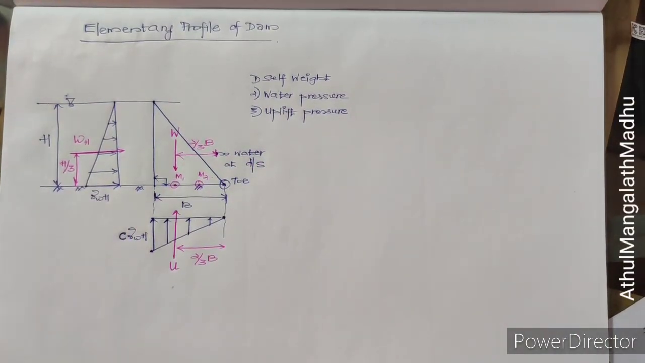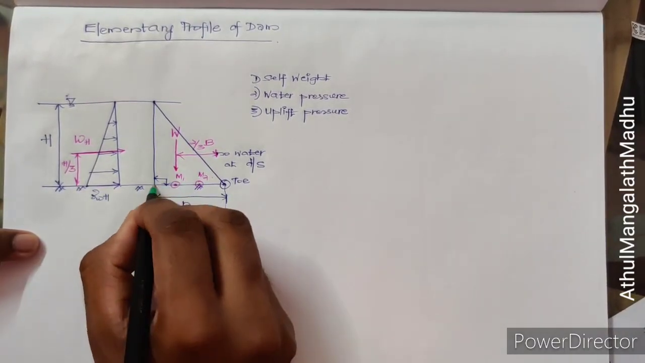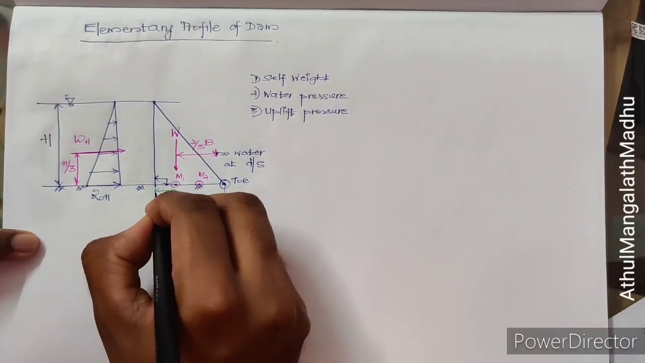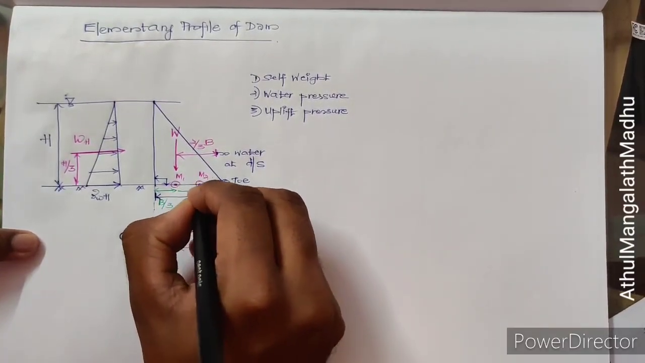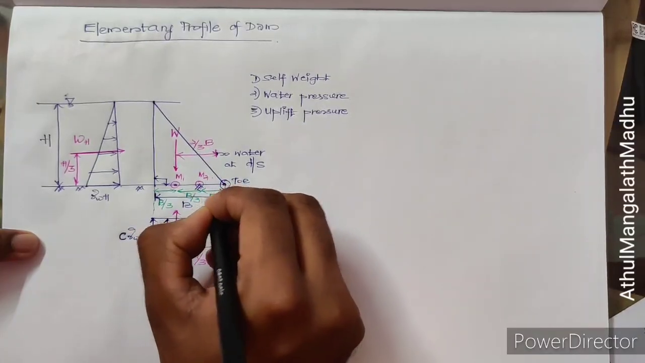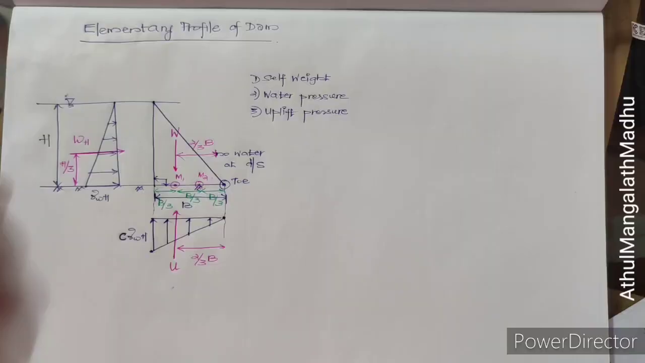So if I'm putting the distance, the total base is B. I'm dividing this into 3 equal parts. So this is B by 3, this is also B by 3, and this is also B by 3. So this M1 and M2 are the middle 1/3 points.